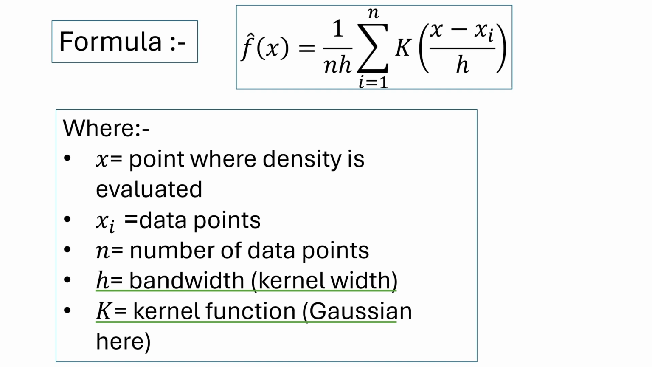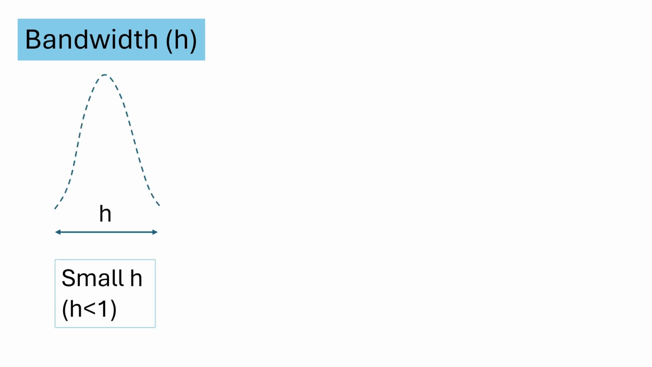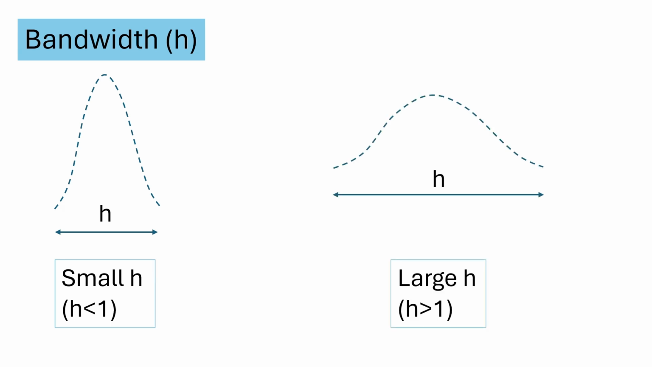So now let's look at the bandwidth. Bandwidth is simply the size of the kernel. That is, if we have a small bandwidth, then the kernel will become narrower and taller. But if we have a large bandwidth, then the kernel becomes wider and shorter. So in a way we can say that bandwidth decides how far a point's influence reaches.